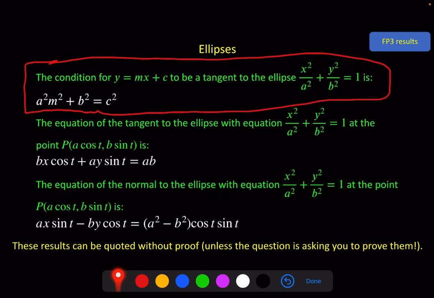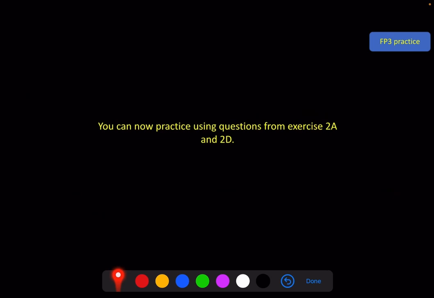Now, because we've done two things in the textbook here, we've done the equations of ellipses and we've also done tangents and normals, you can practice all of these ideas using questions from exercise 2A for ellipses in general, and for 2D specifically tangents and normals. And maybe I'll see you in the next video for hyperbola.